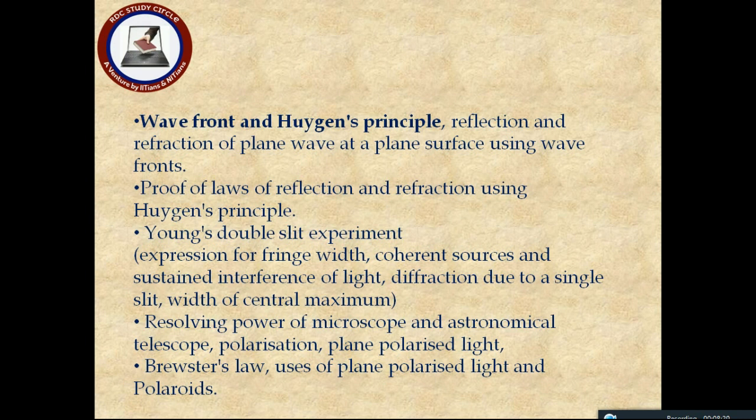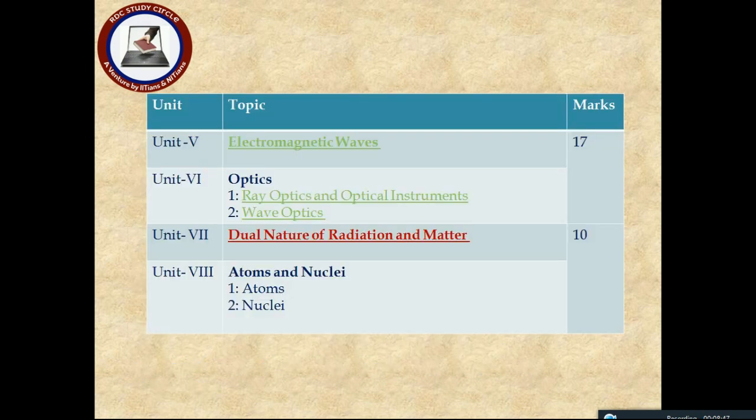In that, the student gets an introduction to the expression of fringe width, coherent sources, sustained interference of light, diffraction due to a single slit, width of central maxima, resolving power of microscope and astronomical telescope, polarization, plane polarized light, Brewster's law, and use of plane polarized light and polaroids.